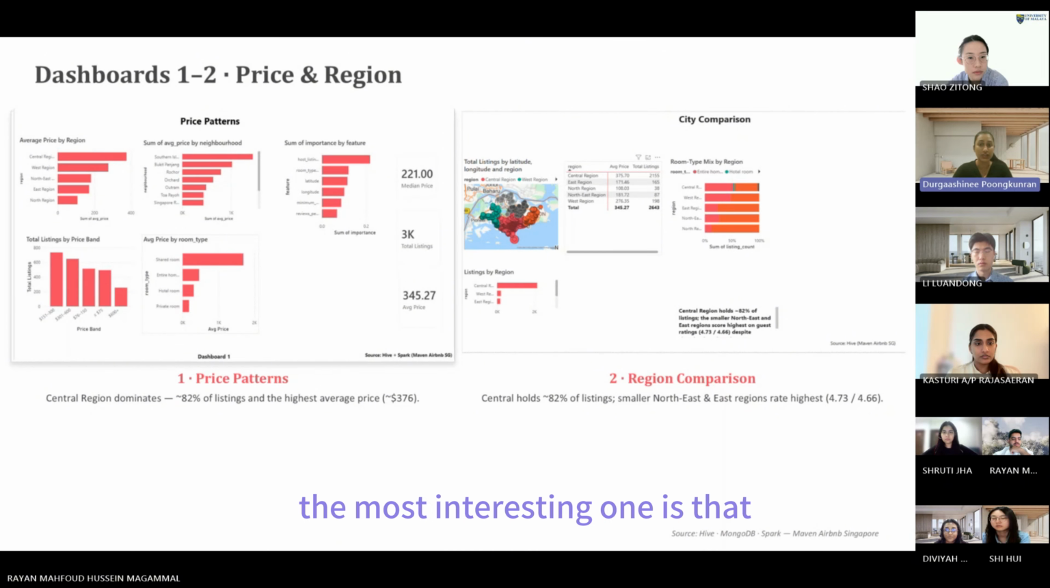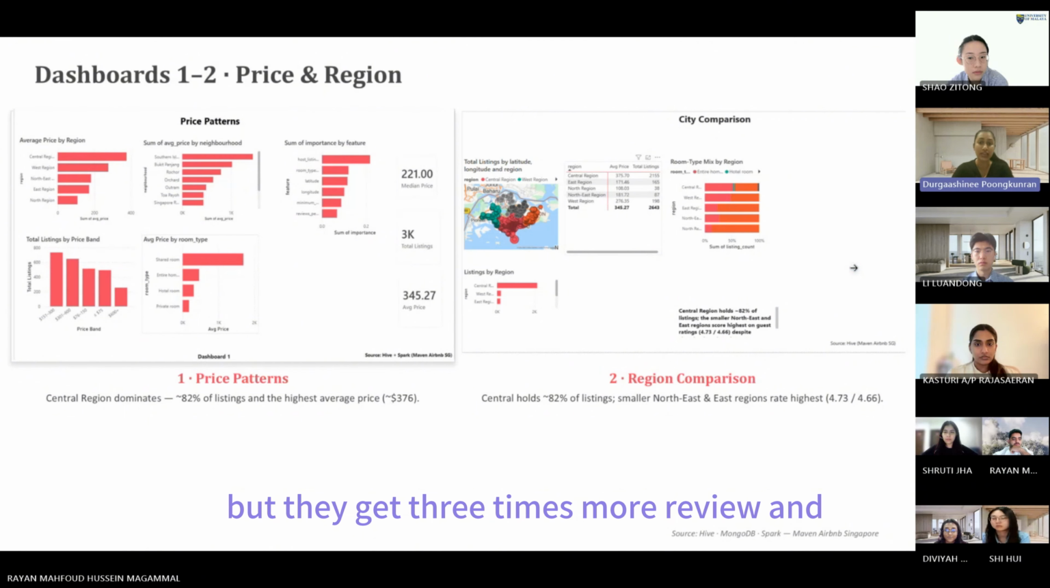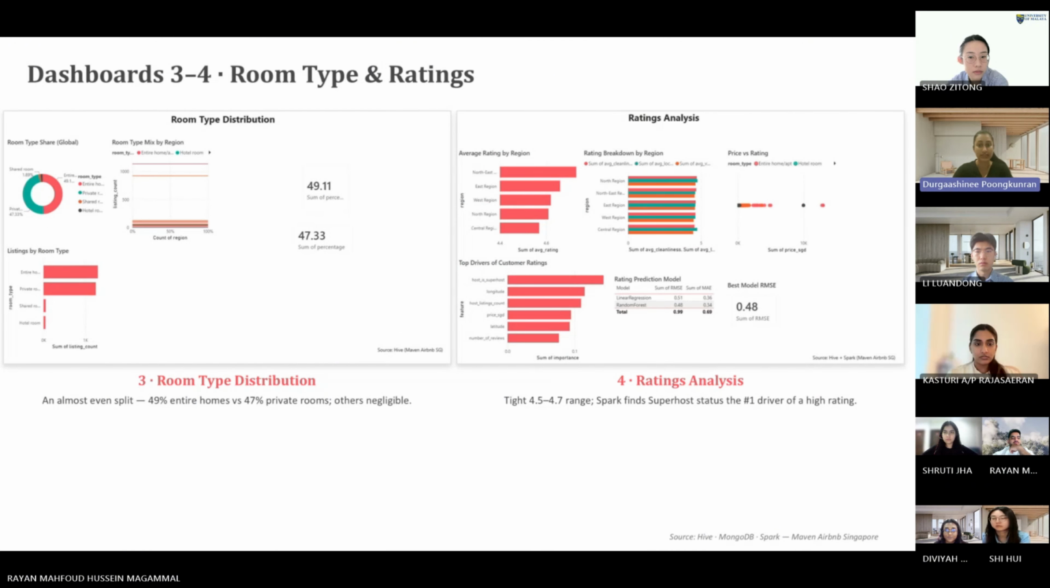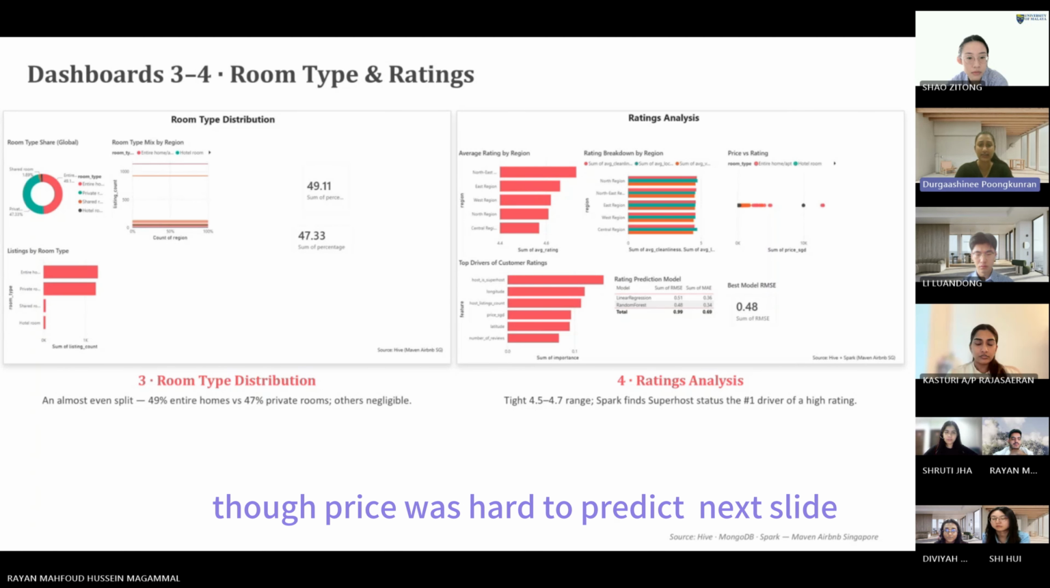The most interesting one is the superhost paradox, where superhosts are only about 15% of hosts, but they get 3 times more reviews and higher ratings while charging less. And reviews follow a clear seasonal pattern, peaking in January. The popularity model worked well at 87% accuracy, though price was hard to predict. Next slide.